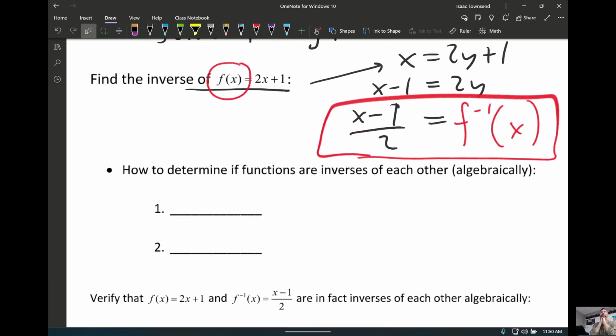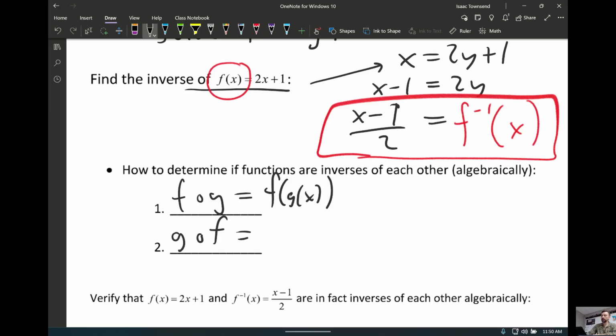Now, if you want to prove or verify or show that two functions are inverses of each other, there's only one way to do that, and that's algebraically. So you can either do f of g or g of f. This open circle means composition of functions. Sometimes it's written like this, and sometimes it's written like this. This is when you plug a function into another function.